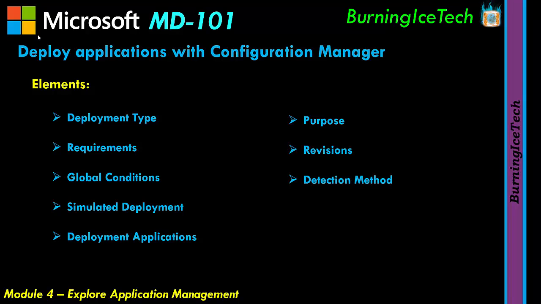Then we have detection method. This is something nice we use to discover if a device already has an application installed. If detection method indicates the application is indeed installed, well, then configuration manager will simply not attempt to install it again.